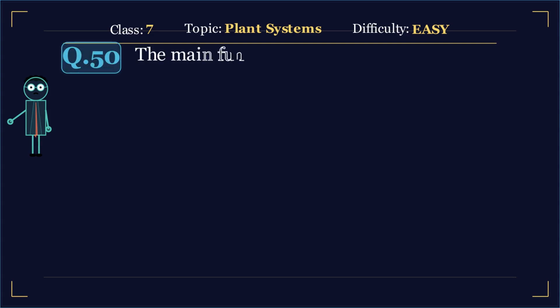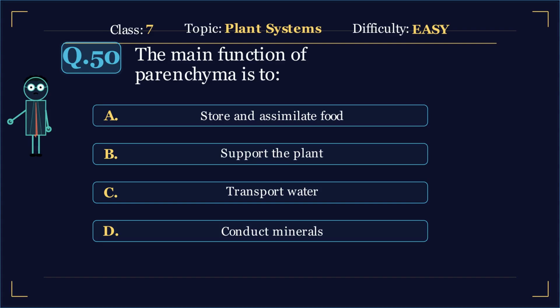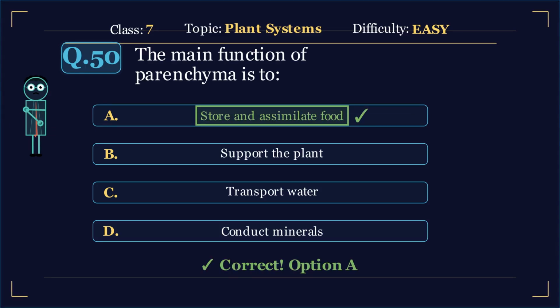Question 50. The main function of parenchyma is to. Option A, store and assimilate food. Option B, support the plant. Option C, transport water. Option D, conduct minerals. The correct answer is option A.